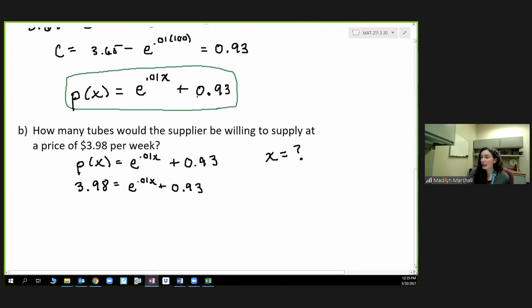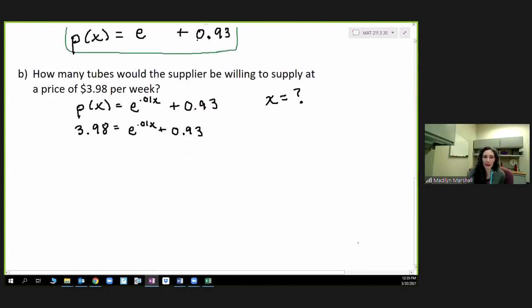So this question is not a calculus question. This is an algebra question to use the function we just found. Just as a quick little algebra review, we need to get the 93 on the other side, so we'll have 305 equals e to the 0.01x.